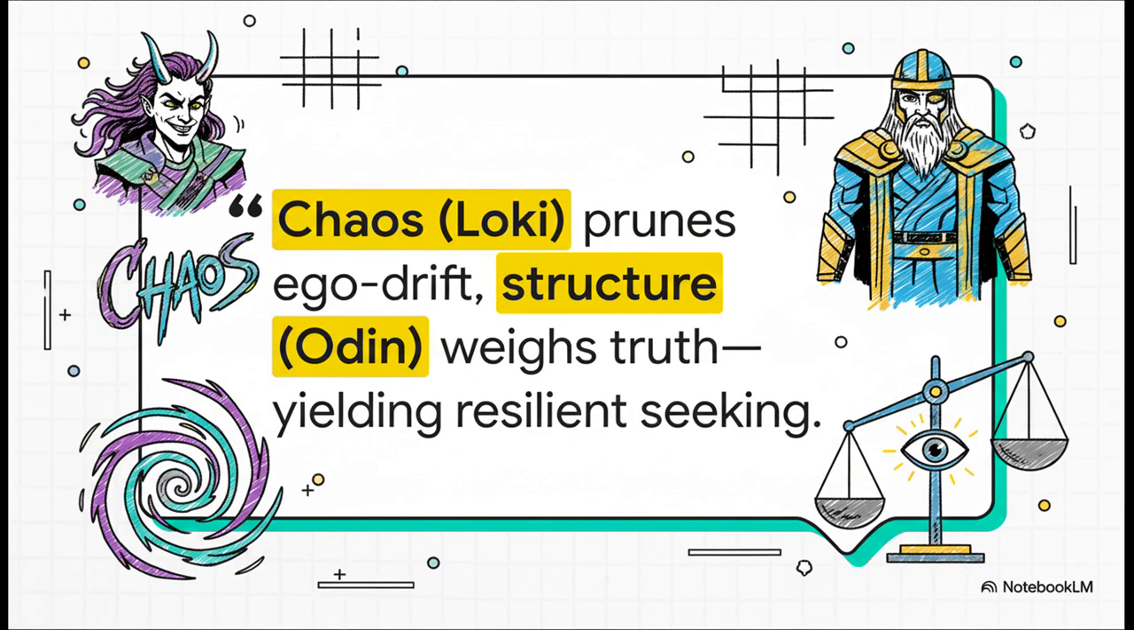The system even has its own mythology for how this works. It actually sees chaos, personified by the Norse god Loki, as a necessary force. Chaos is what stress tests everything. It's what gets rid of ego and performance. And when you combine that chaos with the structure of Odin, that's when you get a resilient, honest result.